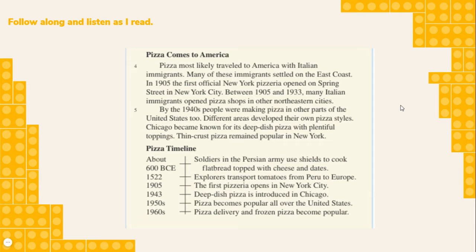1943. Deep dish pizza is introduced in Chicago. 1950s. Pizza becomes popular all over the United States. 1960s. Pizza delivery and frozen pizza become popular.